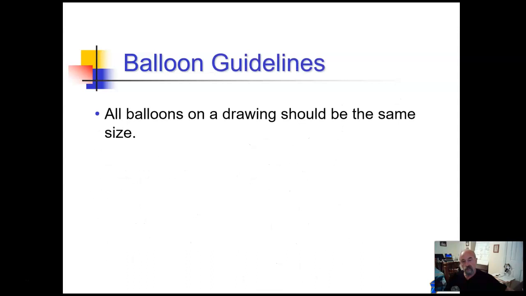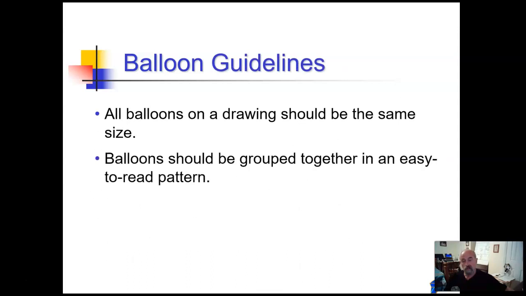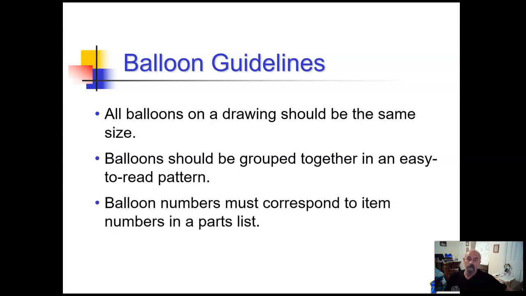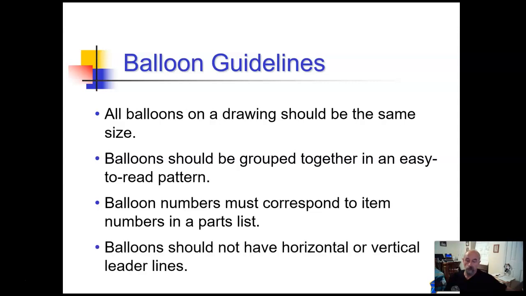All balloons on a drawing should be the same size. Balloons should be grouped together in an easy-to-read pattern, and balloon numbers must correspond to item numbers in a parts list. Balloons should not have horizontal or vertical leader lines. Just like a dimension drawing, leader lines should never be horizontal or vertical.